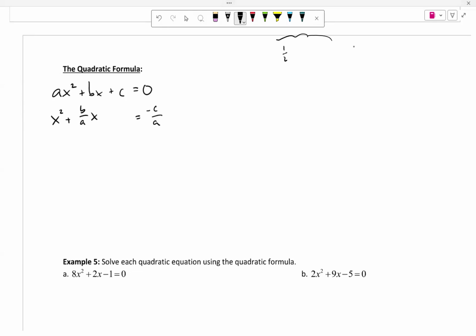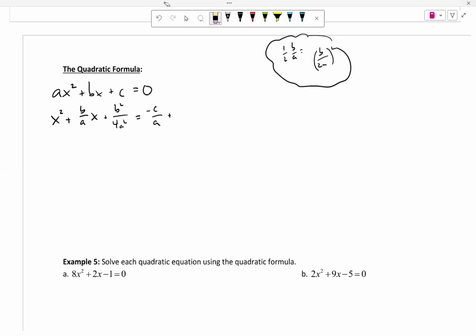Are we good with this? In our heads, we have this 1/2 times b over a. Does that make sense? Which is equal to b over 2a. And what do we do with that? Square it, right? That's all in your head. So I'm going to go ahead and add it to both sides. We know what b over 2a squared is. The top is b squared, the bottom is 4 a squared, but I had to add that to both sides.